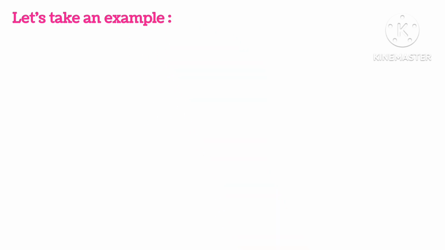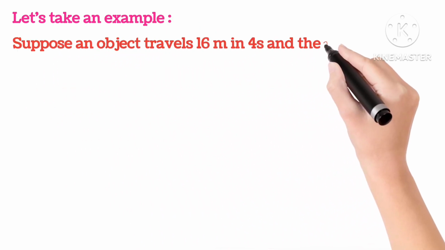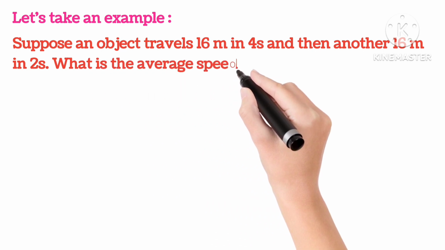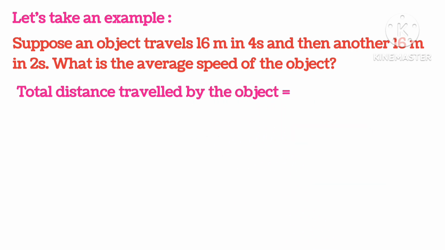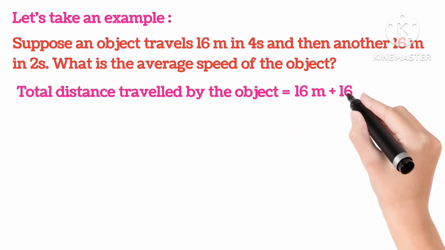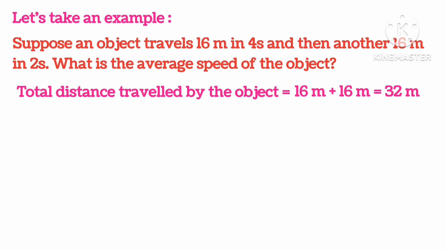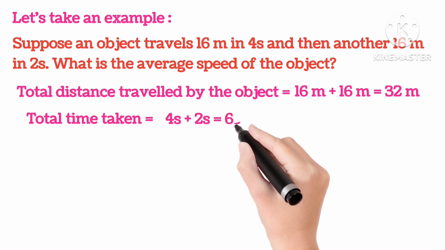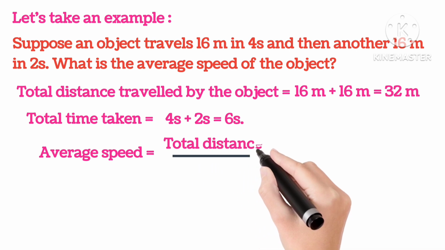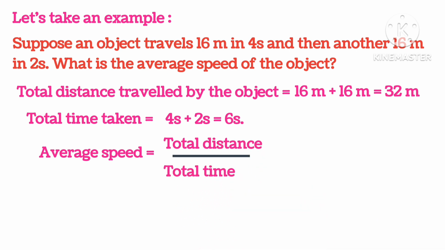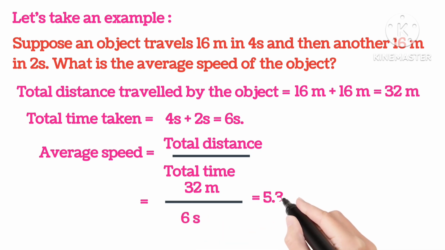Let's take an example. Suppose an object travels 16 meters in 4 seconds and then another 16 meters in 2 seconds. What is the average speed of the object? So the total distance traveled by the object is 16 plus 16, that is 32 meters. Total time taken will be 4 plus 2, that is 6 seconds. So the average speed of the object is 32 upon 6, total distance upon total time. So 32 upon 6 will be equal to 5.33 meter per second.